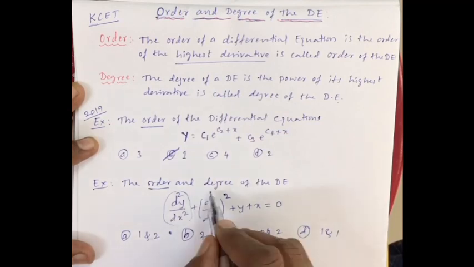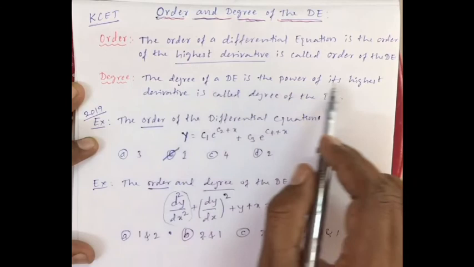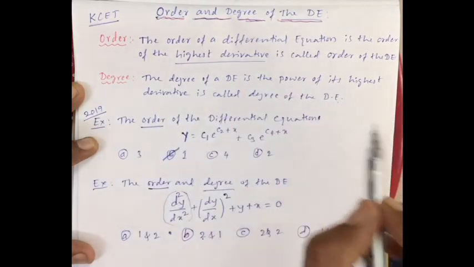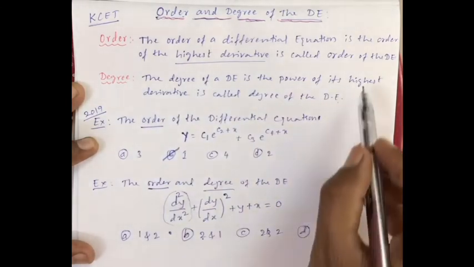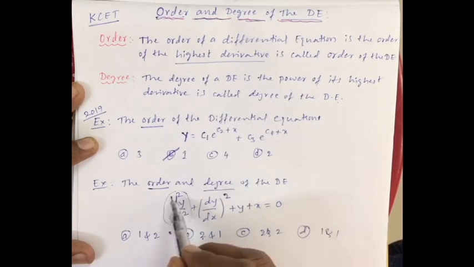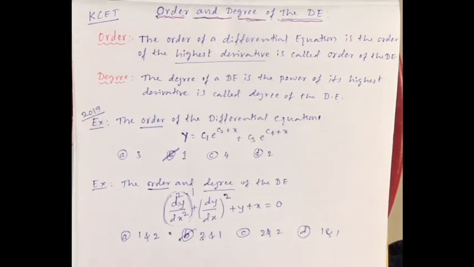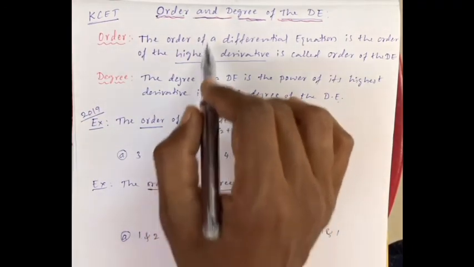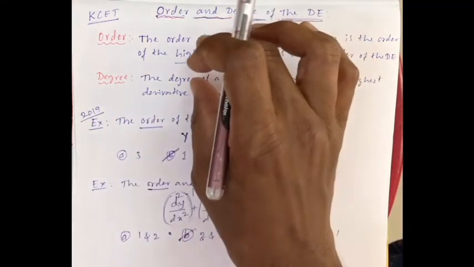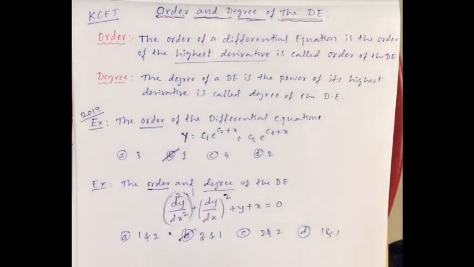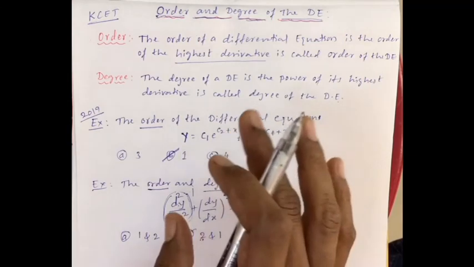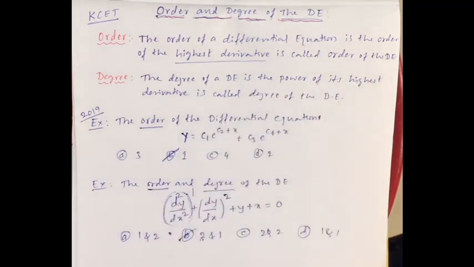Then what about degree? The degree definition says it is the power of its highest derivative. The highest derivative's power here is 1. So the option is B, 2 and 1: order is 2 and degree is 1. This is how you have to find it. Just remember these two definitions. If you remember these two definitions, you are guaranteed one mark. Like this we need to find the order and degree of the differential equation.